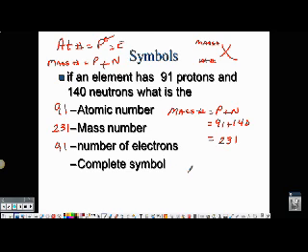231. The complete symbol. Well, how do I find the symbol? I'm going to go back to my periodic table, and I'm going to look and find number 91. And number 91 is Pa. And up here, I'm going to write the 231, and down here, I'm going to write the 91.